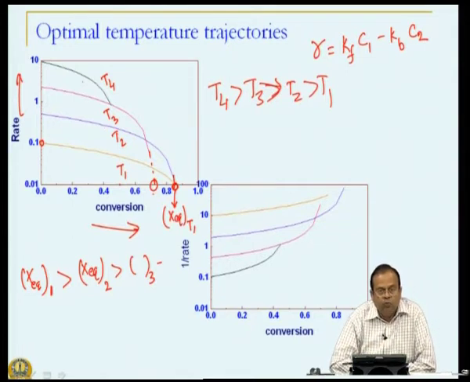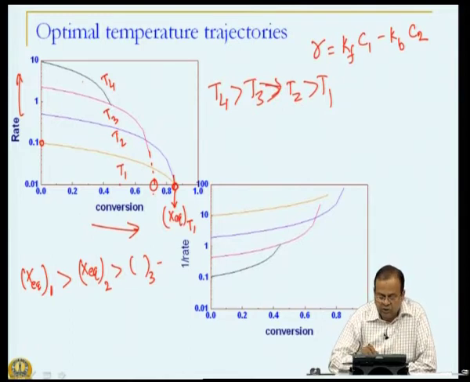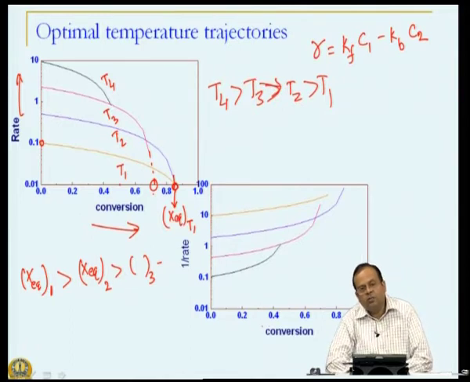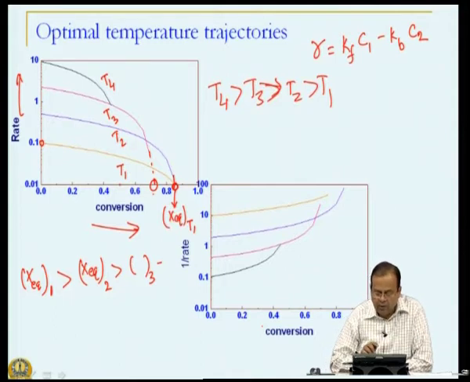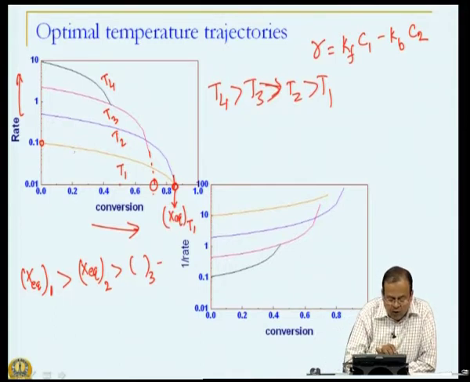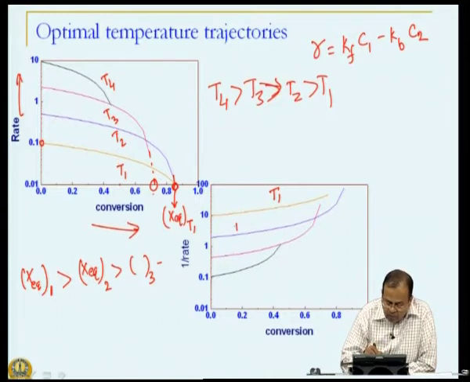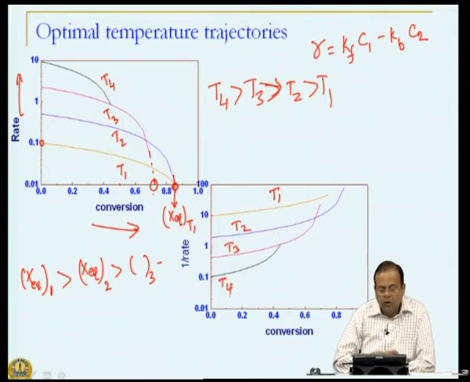So, if we now plot 1 over R versus conversion, because remember that is what determines my performance in a reactor, how does 1 over R look at lower temperature? This will be the highest value of 1 over R, because R is low, then followed by T2, followed by T3, followed by T4 and so on.